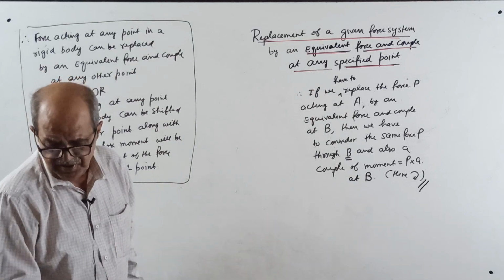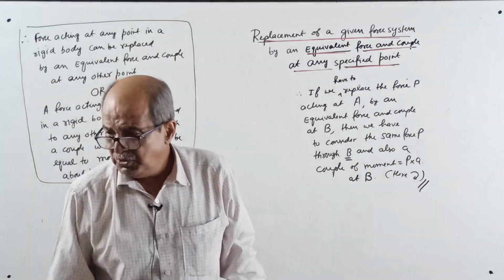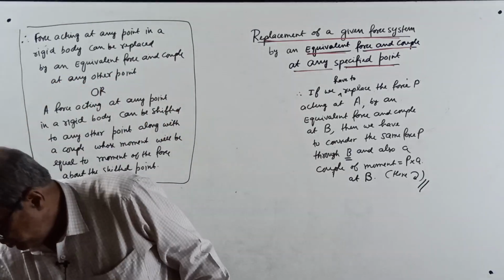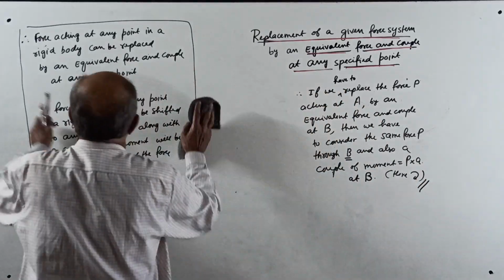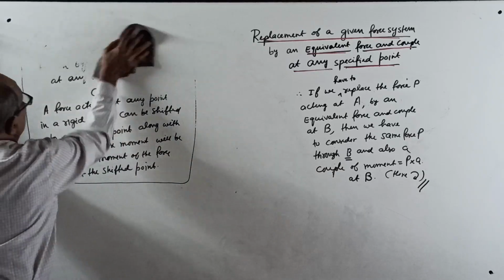Now, to make it more clear, I will give some numerical example. It is better to give a numerical example so that it becomes much more clear. See here, correctly see here what I am doing. This you write, see.